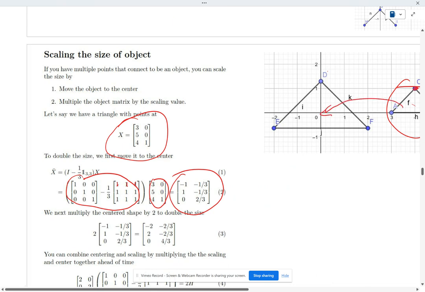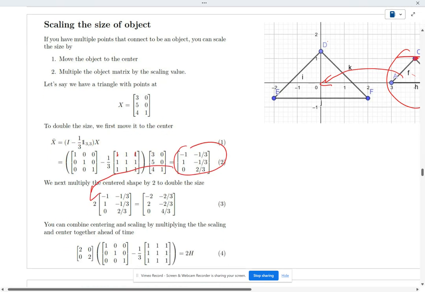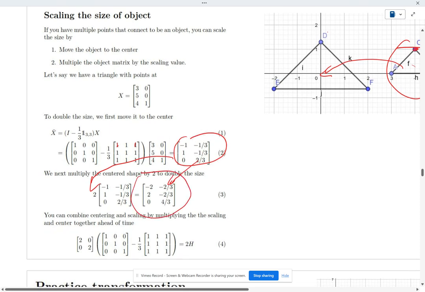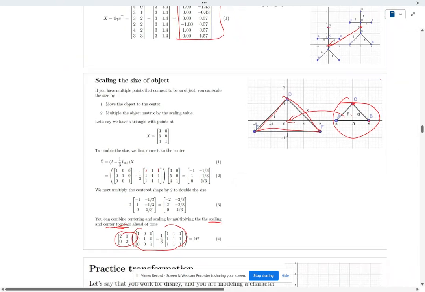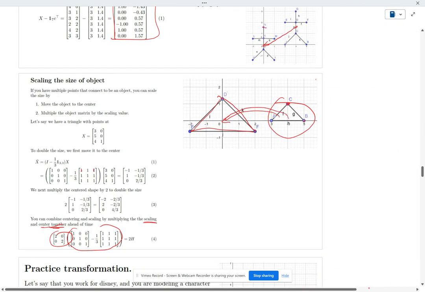Now, we next multiply the center by 2. So if we take all these values and multiply by 2, then it will automatically give you this triangle. And notice how this triangle is now double the size. So you can actually combine centering and doubling, scaling, together. You multiply this and this together first, and that will essentially allow us to perform the move to the center and the doubling all at once. I should probably look into this more.